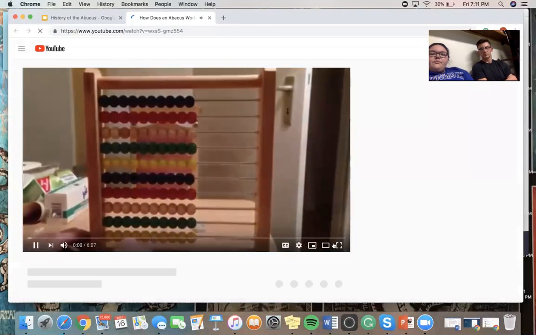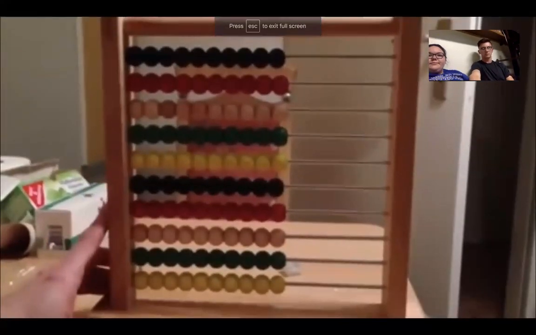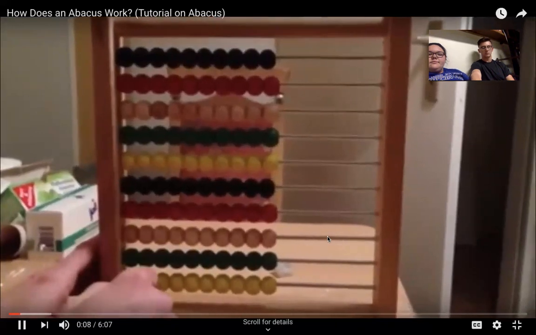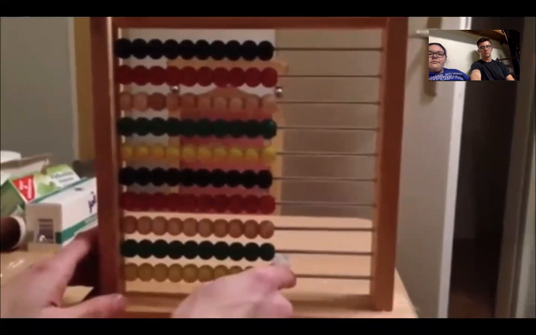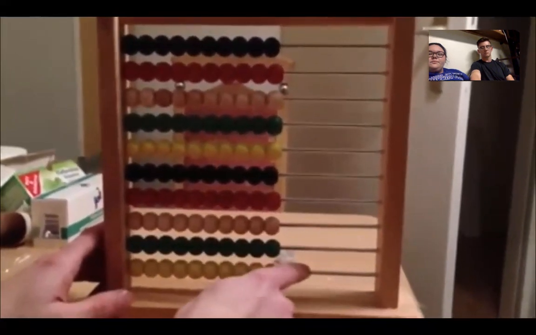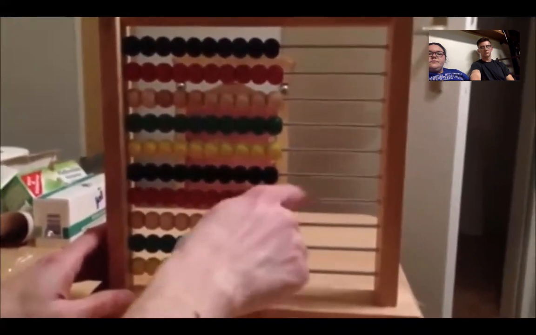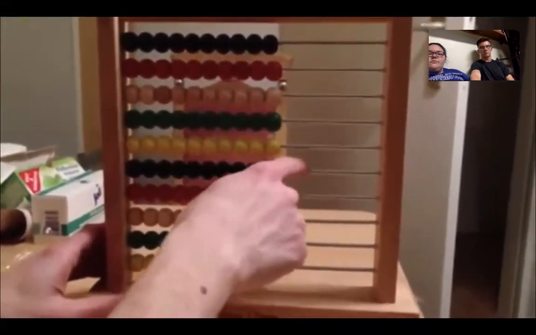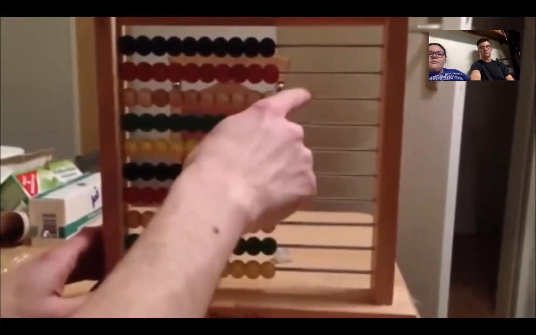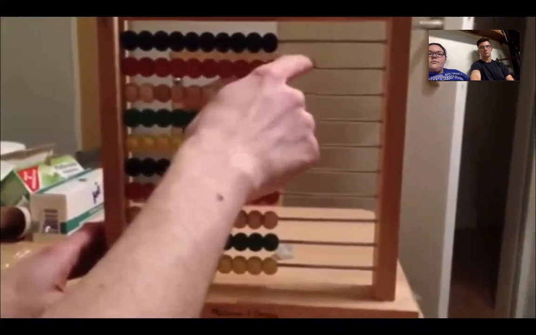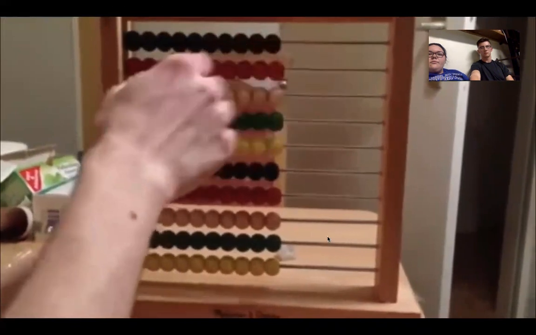The abacus is an ancient calculating tool and is constructed in the power of tens. So that means that here we have the units, then we have the tens, the hundreds, thousands, 10,000, 100,000, 1 million, 10 million, 100 million, and the millions, billion.